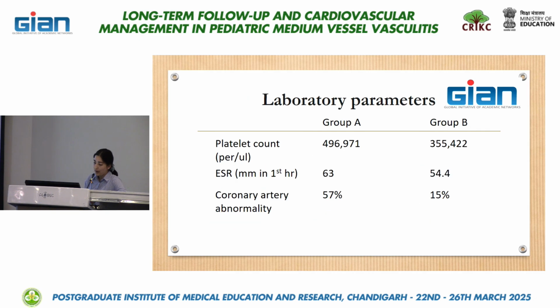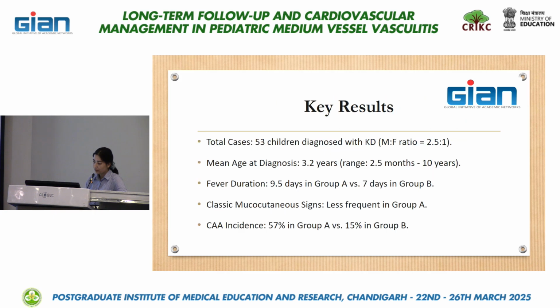Comparing the laboratory parameters, in Group A, that is less than 6 months of age, there were thrombocytosis and raised ESR, and coronary artery abnormality was seen in 57%, and in Group B, only in 15%. The key results: the total cases taken was 53, diagnosed with KD.